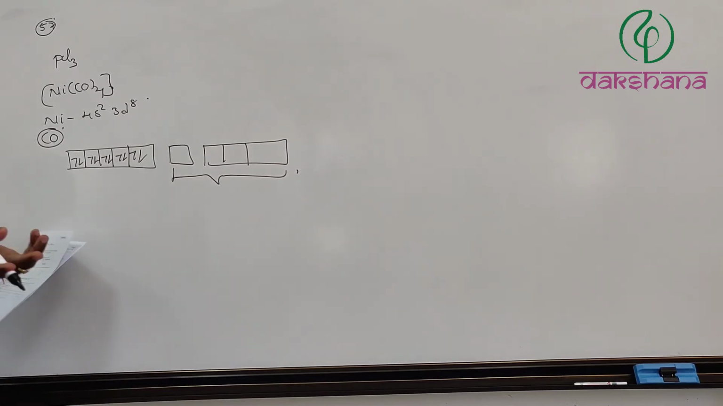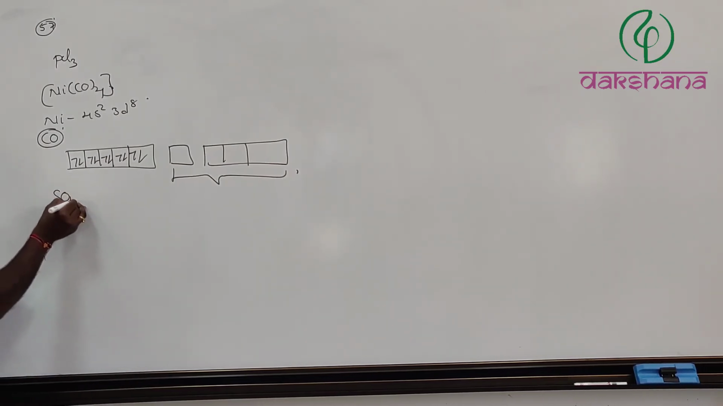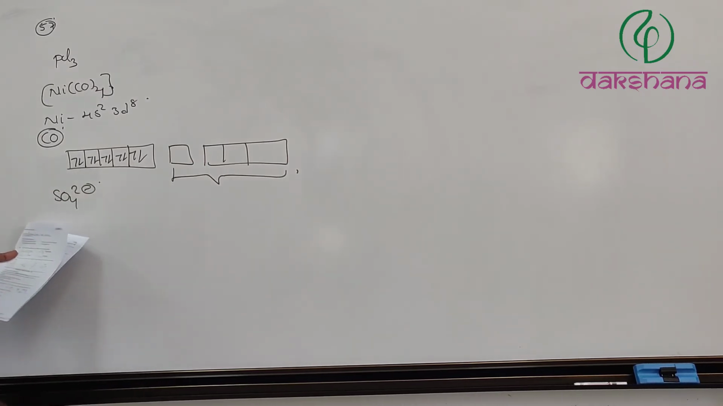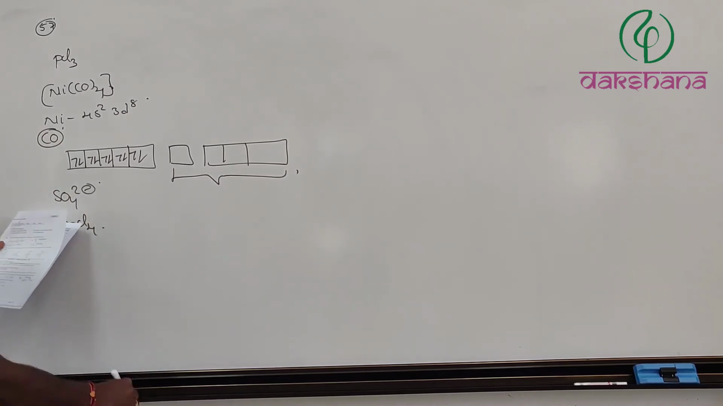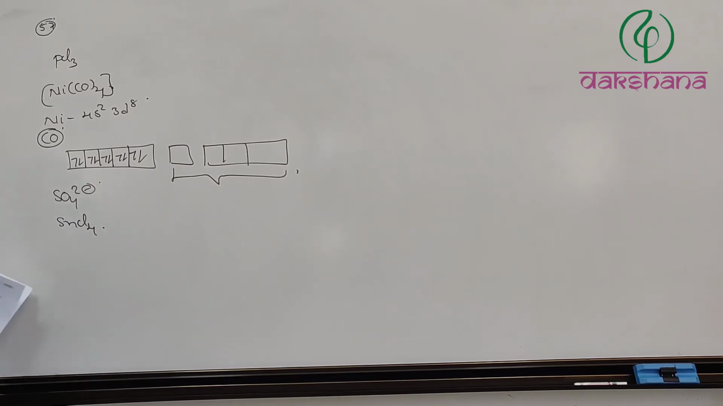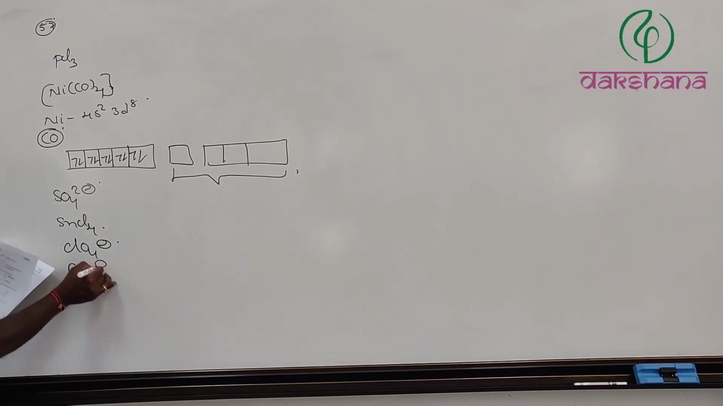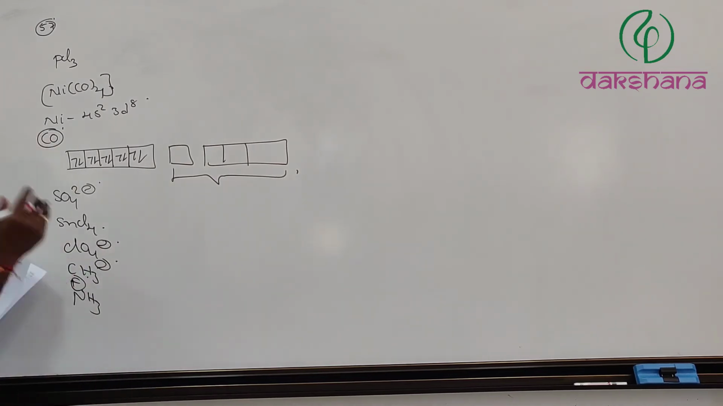CS2, we all know that is sp hybridized. SO4 2 minus is sp3 hybridized. SnCl2 is definitely not sp2 hybridization, that is SnCl4 sp3 hybridized. HgCl2, pure orbitals participate in HgCl2. ClO4 minus is definitely sp3 hybridized. C2H4 is sp2 hybridized. CS3 plus is sp2 hybridized. CS3 minus is sp3 hybridized. NH4 plus is sp3 hybridized. ClF3, d orbitals participate, sp3d.